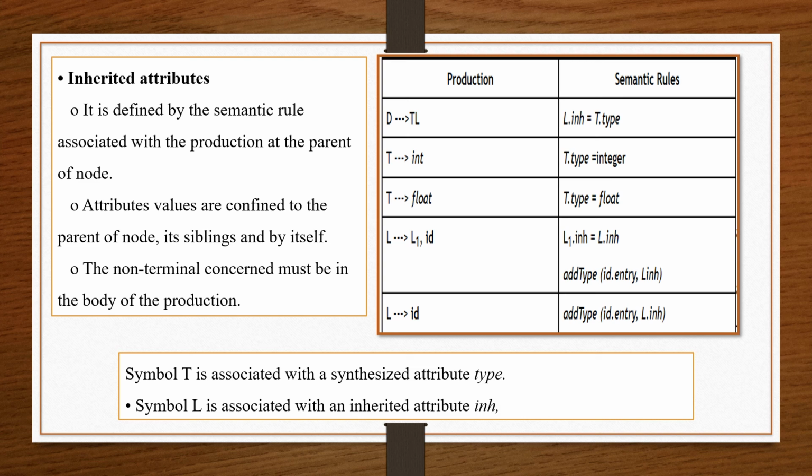And L derives L comma ID. So this L1 inherits value, okay, from L. And what is ID? ID is obtained from the lexical analyzer, so it is a synthesized attribute. Symbol T is associated with synthesized attribute type, and L is associated with an inherited attribute INH. Okay, this is an example for inherited attribute. So about the semantic rule and the grammar, we'll discuss the meaning later.